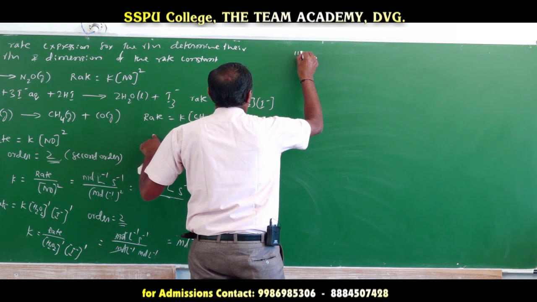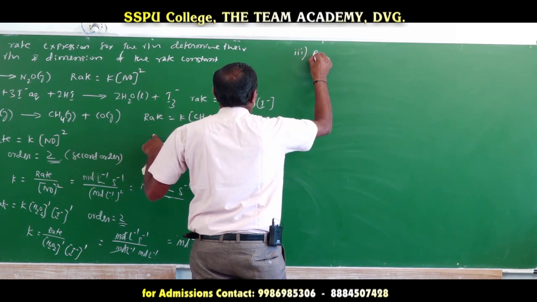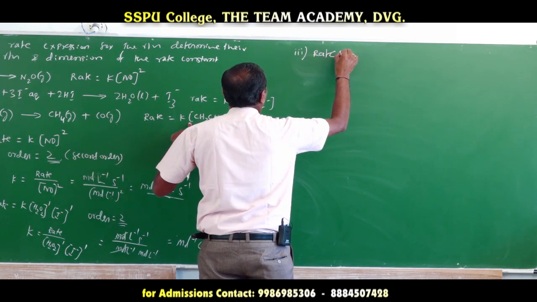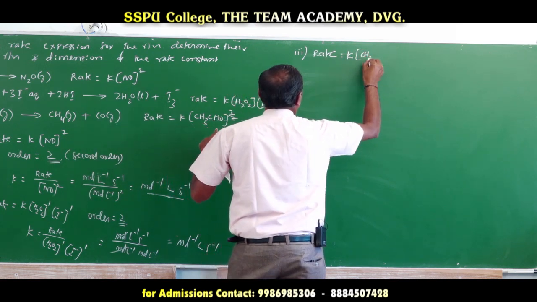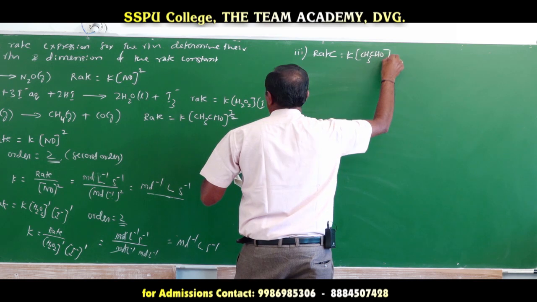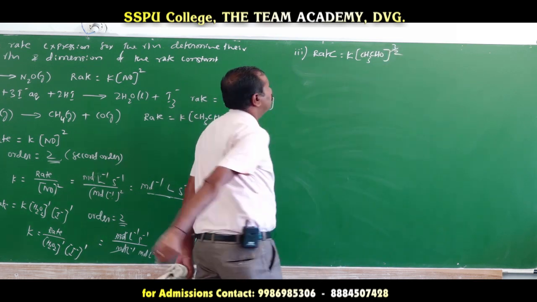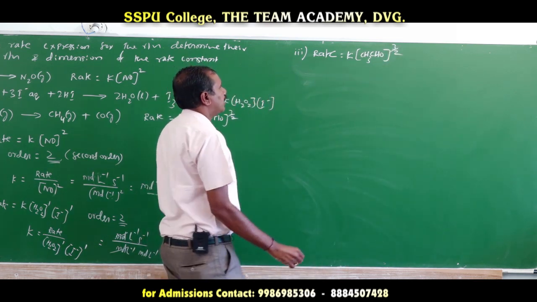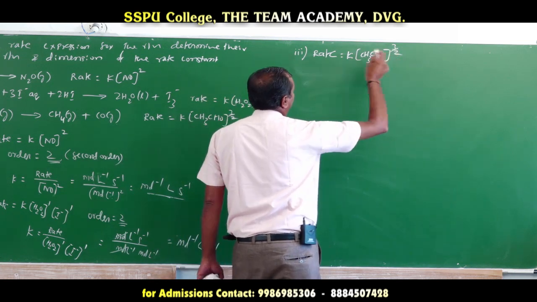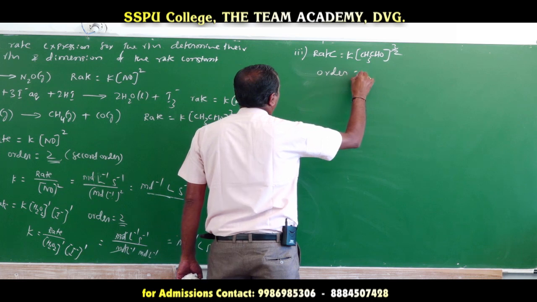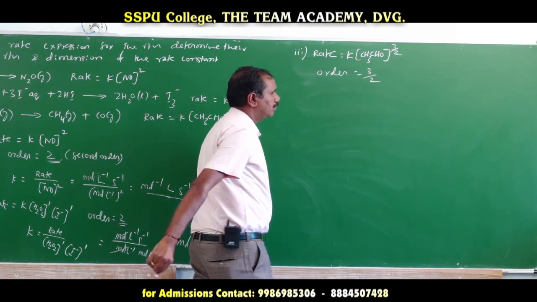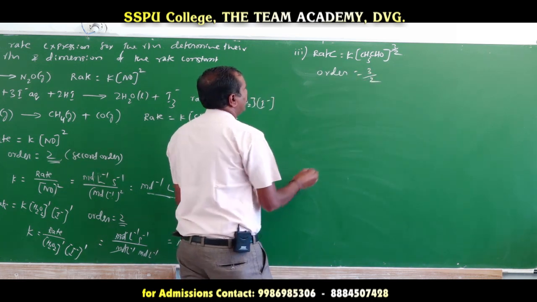For the third one, where rate equals K into [CH3CHO] to the power 3 by 2. The sum of powers of molar concentration of the reactant in the experimentally determined rate equation is 3 by 2, hence the order is 3 by 2. Okay? Then, what is the unit of K?